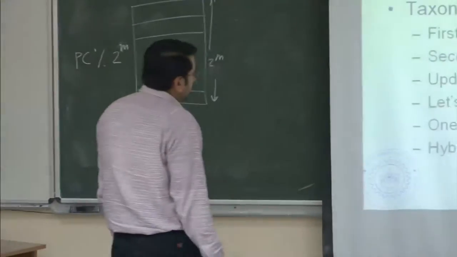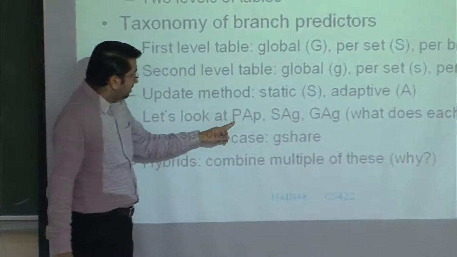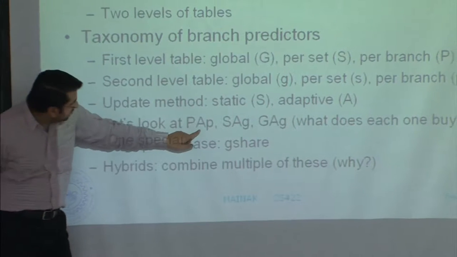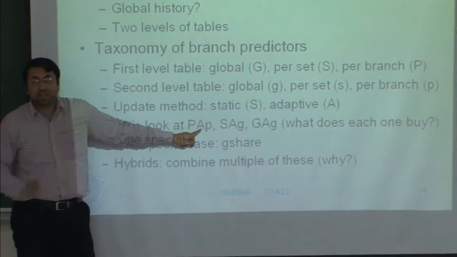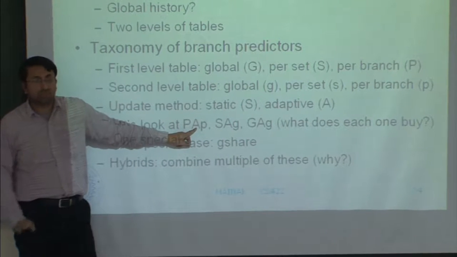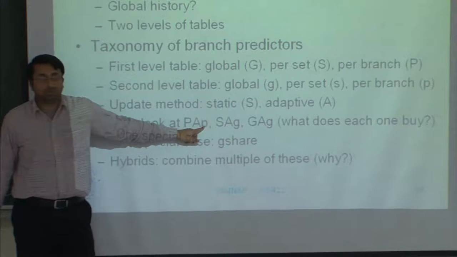Combining this, people name branch predictors. The first entry corresponds to the type of the first level table. The second entry corresponds to the update method. You will invariably find A everywhere. You will never see an S here. These are all adaptive predictors. And the last entry corresponds to the type of the second level table.